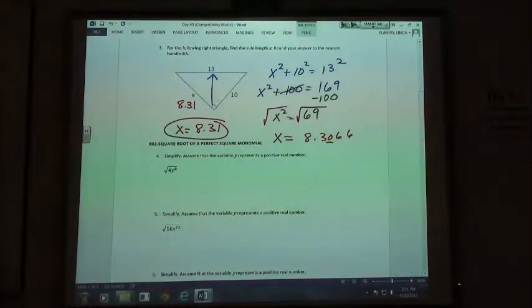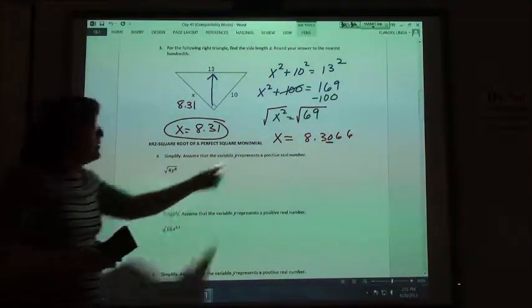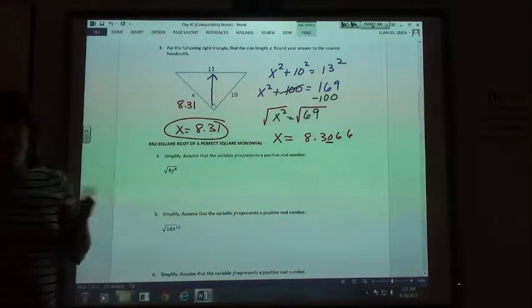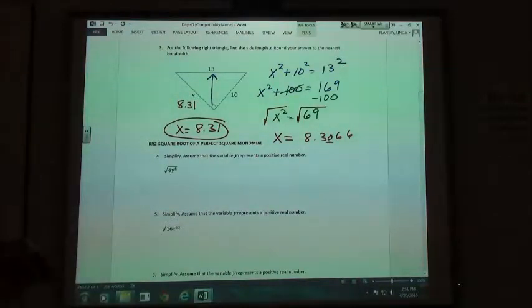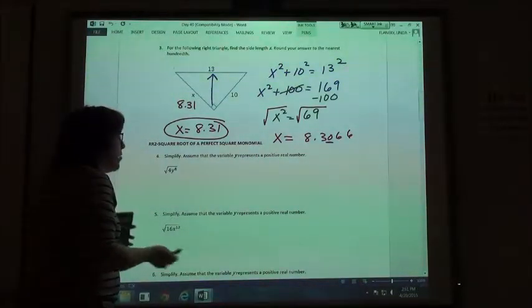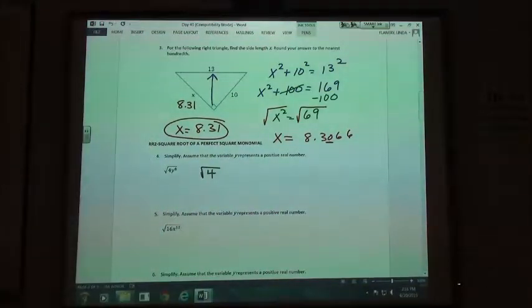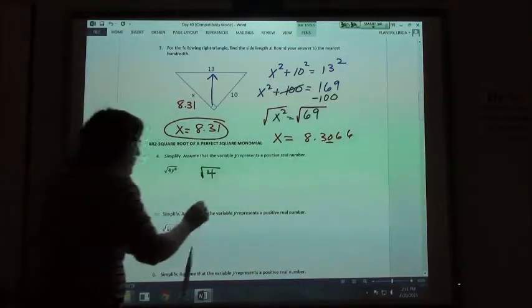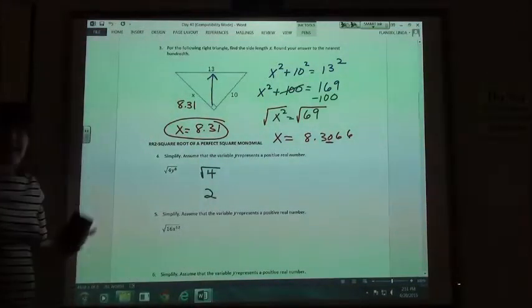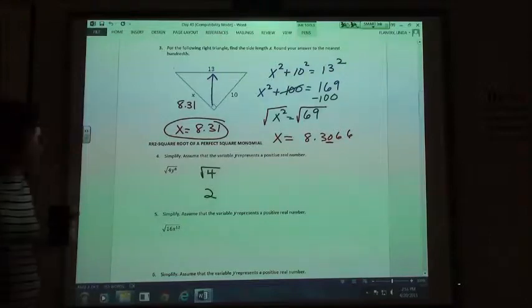The next ones, we are doing the square root of a perfect square monomial. Monomials just tell me it's going to have variables in there, and we haven't done the square root of variables yet. But thinking about square roots, I'm going to start with the square root of 4. The square root of 4 means what times what gave me 4. Well, we already knew the square root of 4. It was a 2.